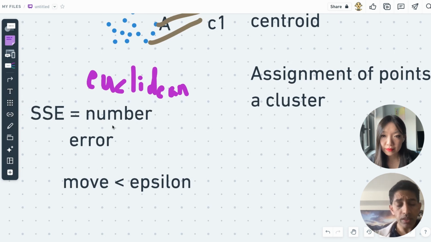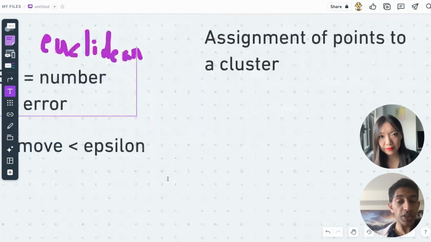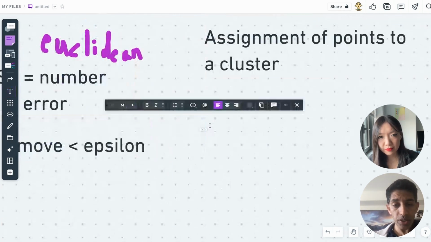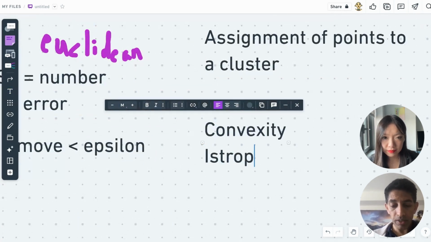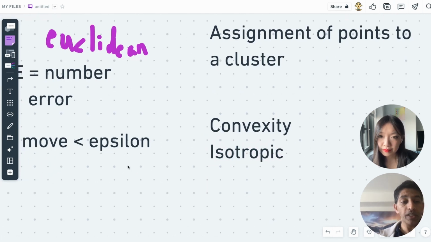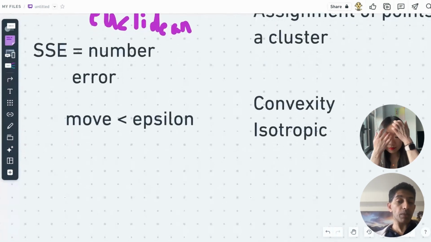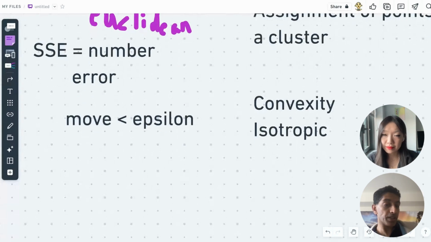Now, remember that it is conceivable that there is no convergence. And there are two key things to consider. One is convexity and isotropic. These are properties that are expected of the data points that we have in order for a k-means clustering algorithm to converge and have some sort of reasonable centroids that are decided and detected.